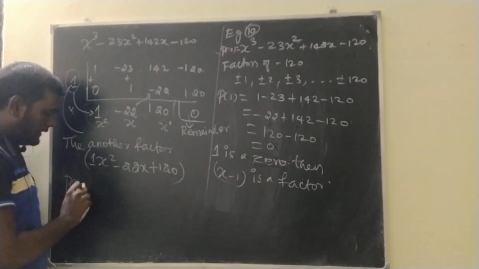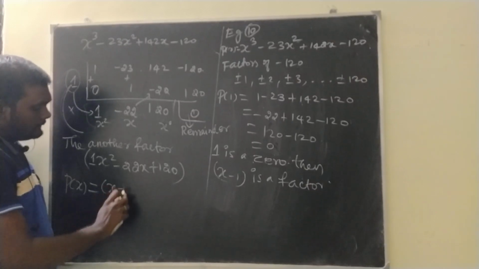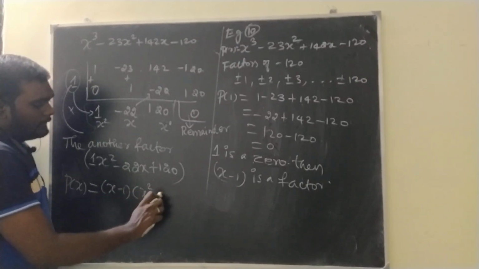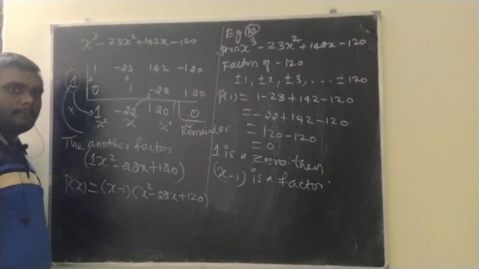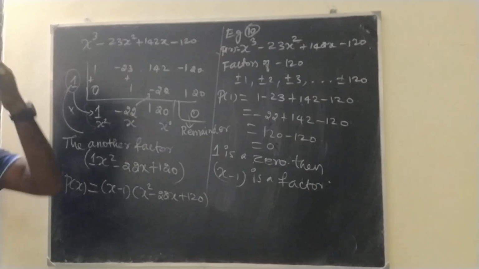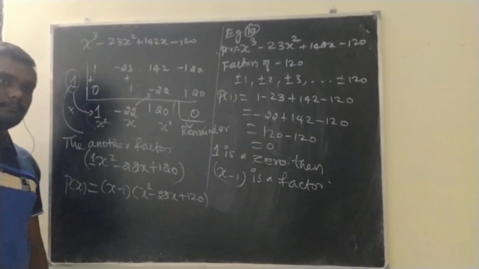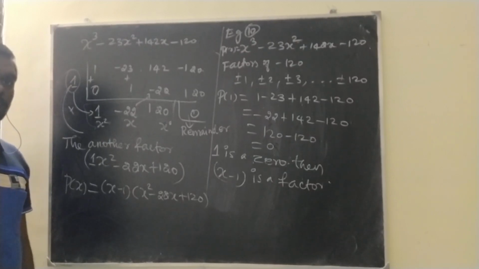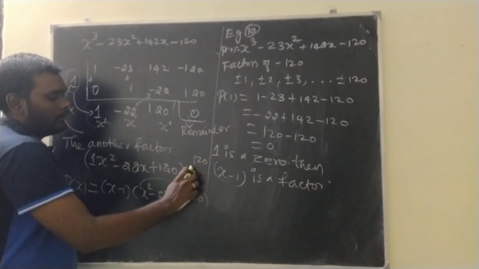So, our p of x can be written as x minus 1 into x square minus 22x plus 120. Now, it is easy to factor this, right? How can we factor this? By multiplication 120.